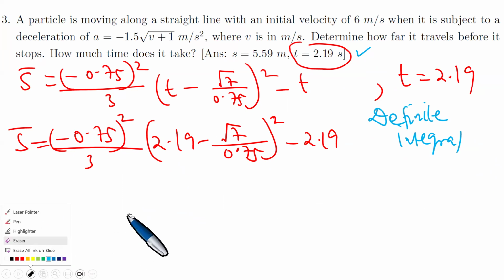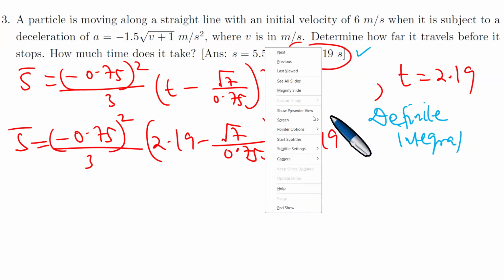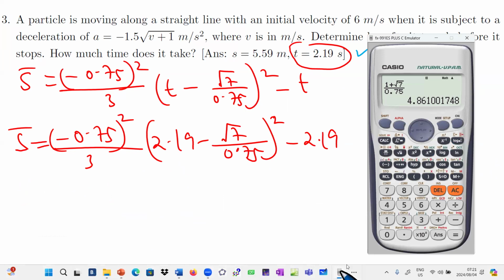Let us do it with the calculator. Check what the calculator is going to give us. Minus 0.75, you square everything, you divide by 3, 2.19, you minus the square root of 7, 0.75, you close the bracket. Minus 2.19.